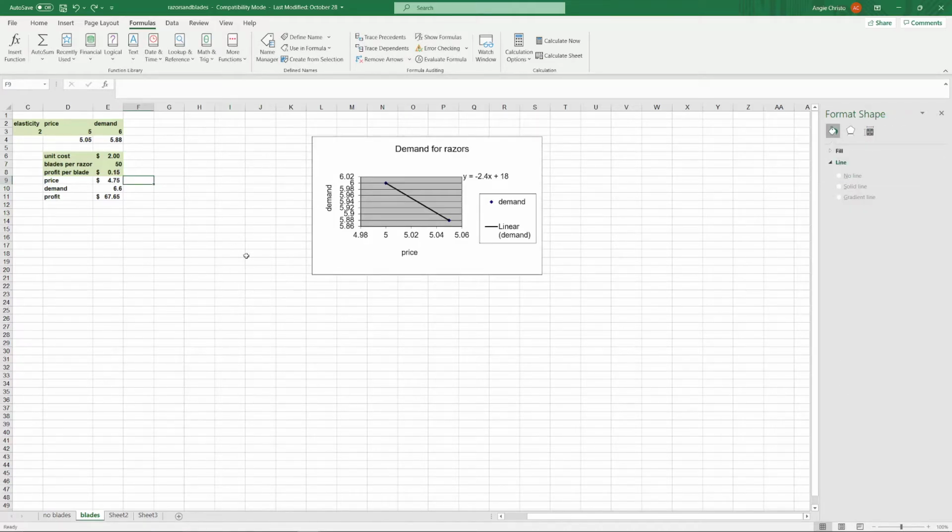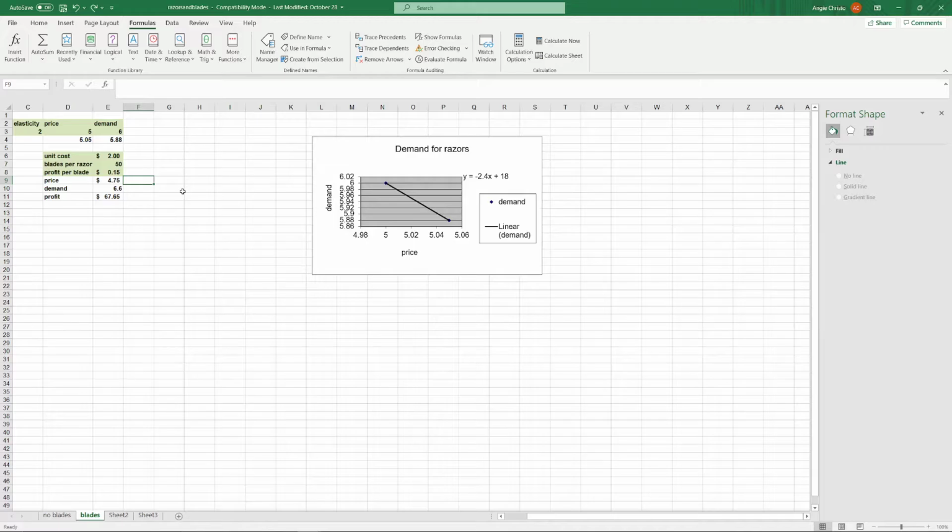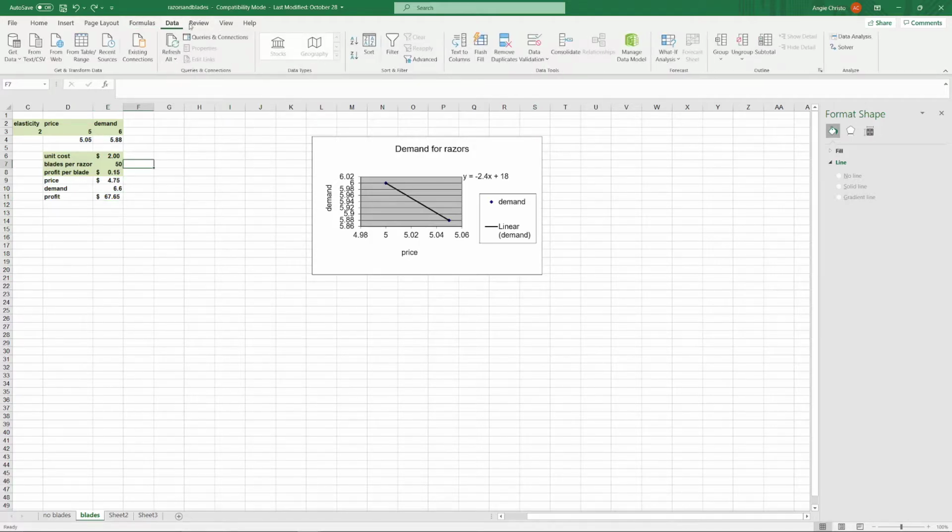So instead of finding, as in the example with no blades, the price that gives us the most profit out of razor sales, in this case, we're looking for the price for razors that gives us the most profit out of razor and blade sales. All right. How did we incorporate that? Just adjusting our profit equation. So now we can just run our solver.